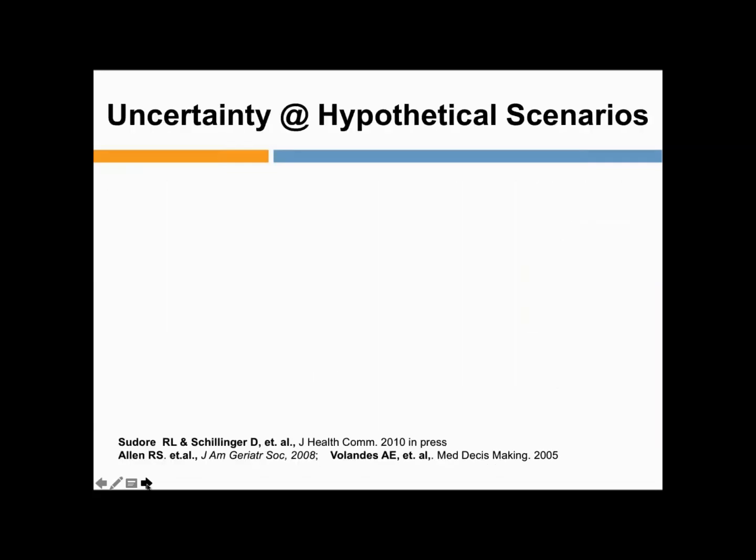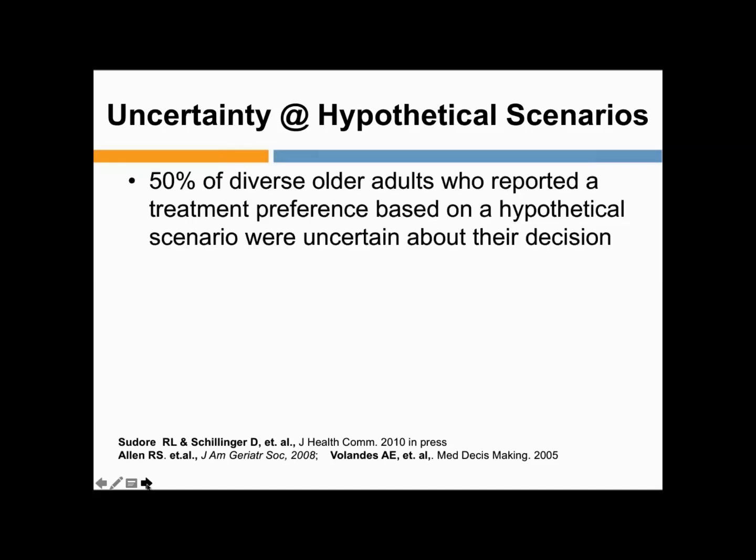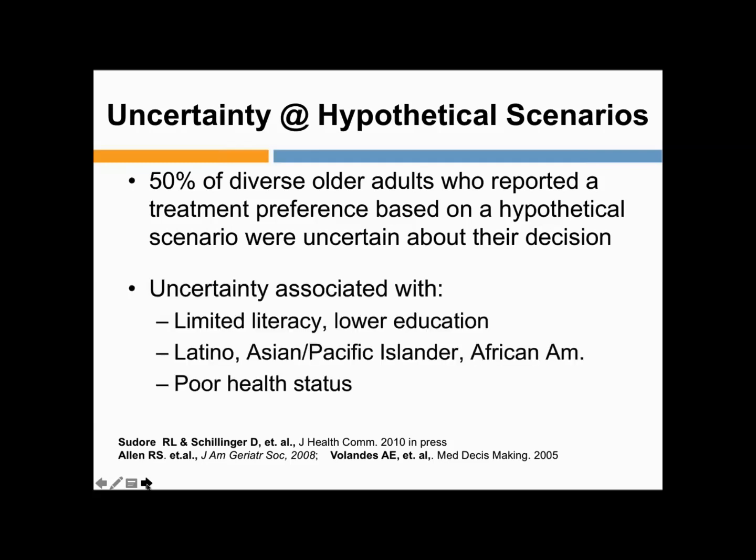There's also uncertainty about a lot of these hypothetical scenarios that we pose to patients, such as if you were in a coma, if this were to happen to you. We found that 50% of diverse older adults who had reported a treatment preference based on a hypothetical scenario they were given were uncertain about their decision. And uncertainty was associated with limited health literacy and lower education, and interestingly, poor health status. So we have people who complete their advanced directives, and we think that they're certain about their choices, but in many cases, they are not.